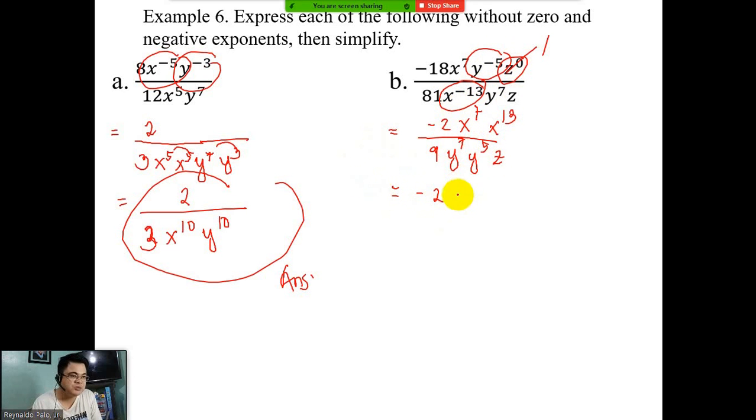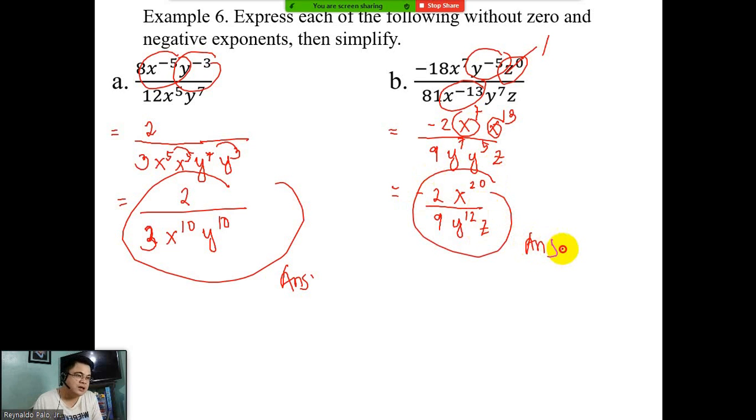Next thing is, we can already simplify this. So, negative 2, applying the multiplication law, copy the base, and then add the exponent. So, 7 plus 13 is 20. Over, copy the base 9, and then copy the base y. 7 plus 5 is equal to 12, and then bring down z. So this will be now your final answer. Remember the different laws of exponents.